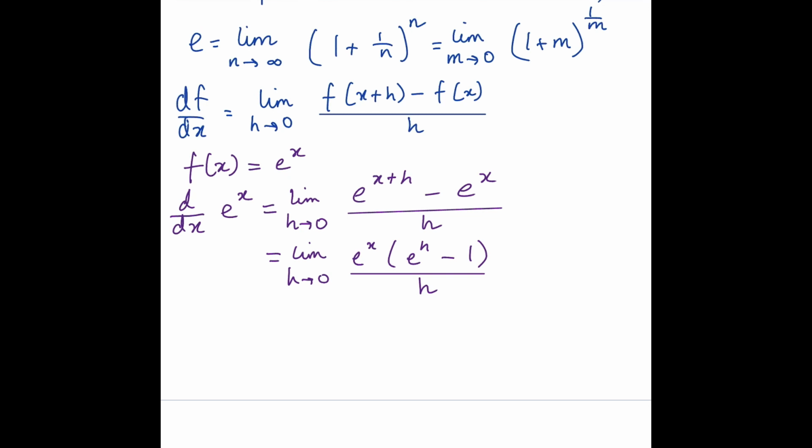Now at this point, I really want our limit to look like the limit I introduced to you at the start. Why don't we first take e to the x out of the limit? Why can I do this, you may ask? We're taking the limit as h tends to 0, not as x tends to 0, so the e to the x will be unaffected. So I can just whip this out of the limit.